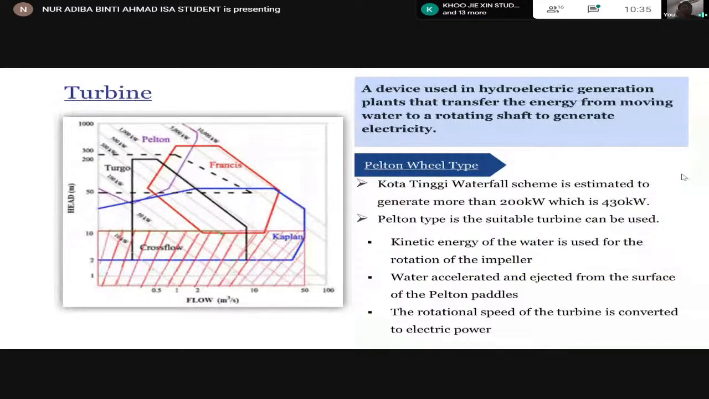Kat sini. Tadi awak punya lebih kurang 15 saja kan? Pelton dia berpusing start 50 meter head. Kalau tak cukup 50 meter, Pelton turbine awak tak bergerak. Okay? Faham yang tu?